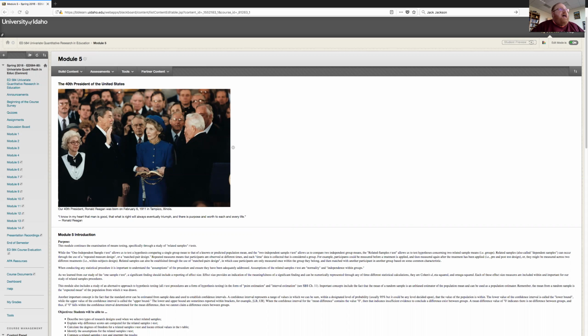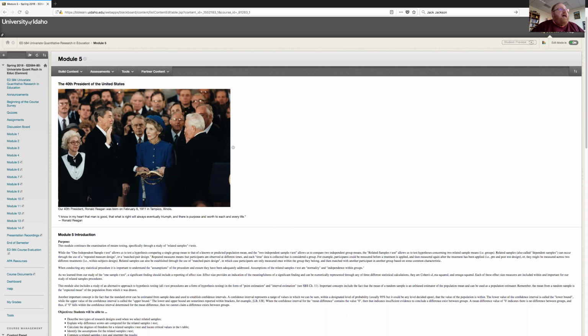Related samples can also be established through the use of matched pairs design. In this case, participants are only measured once within the group they belong to, and then matched with another participant in another group based on some common characteristic. When conducting any statistical procedure, it is important to understand the assumptions of the procedure and ensure that they have been adequately addressed. Assumptions of the related sample t-test are normality and independence within groups.